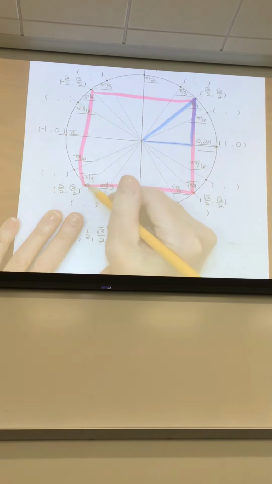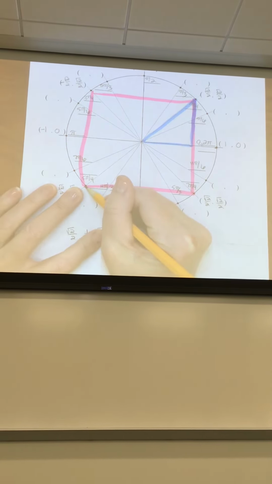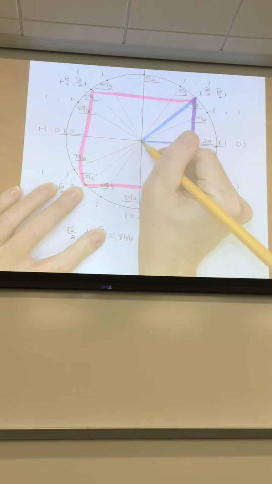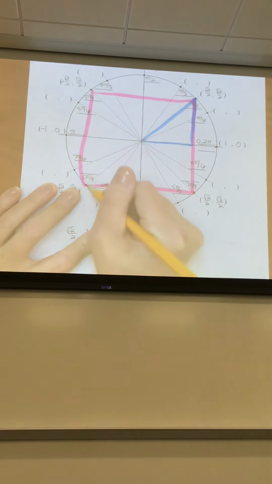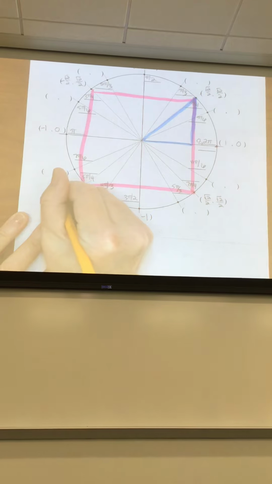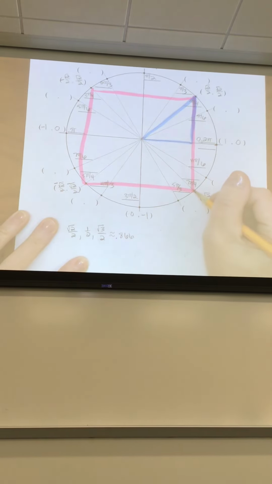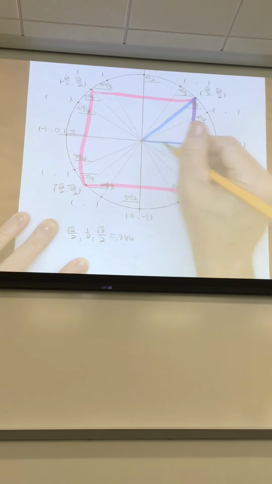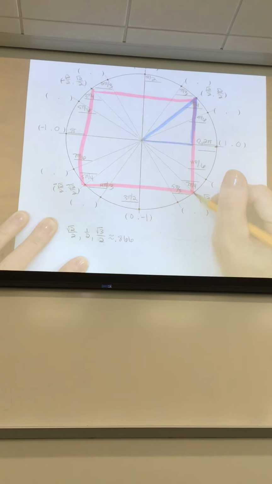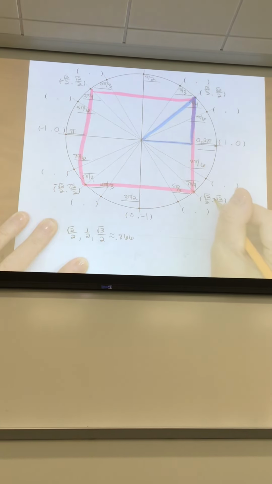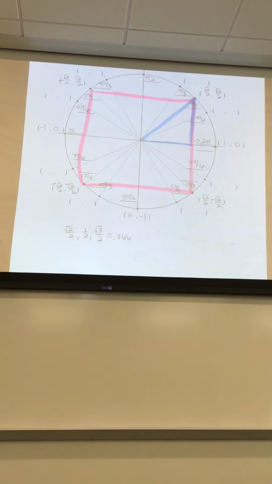If we go to 5π/4, we are going negative x direction, negative y direction. Both of them are negative. And if we go to 7π/4, I'm going in the positive x direction, negative y direction. I put a negative for the y component.